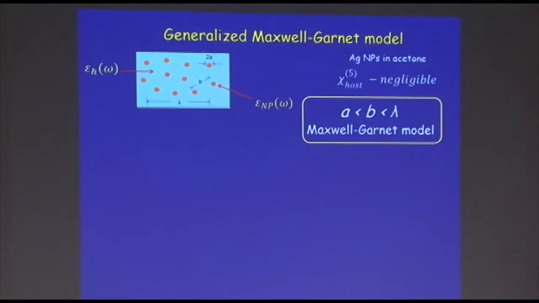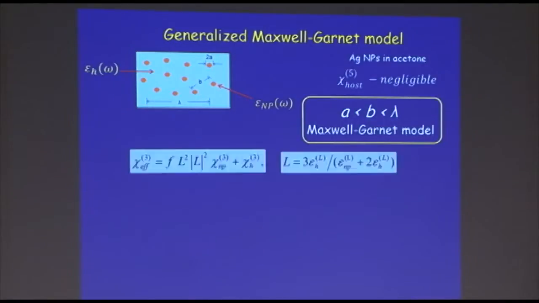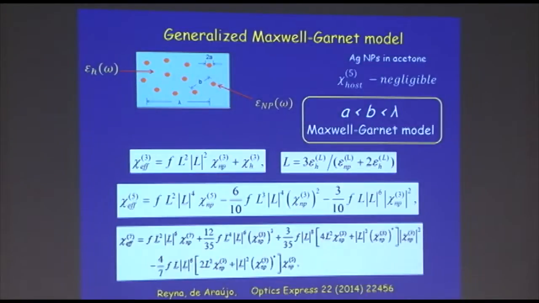So we can describe this by a model, which is an old model called the Maxwell-Garnett model. And here we are generalizing this model in order to include nonlinearities of high order. So the first case is that one that I showed before. That's for Chi3. We can calculate Chi5, and you can calculate Chi7. In principle, if you are patient enough, then you can go to high order, okay? But then you see that it's more complicated when you go to the high orders.